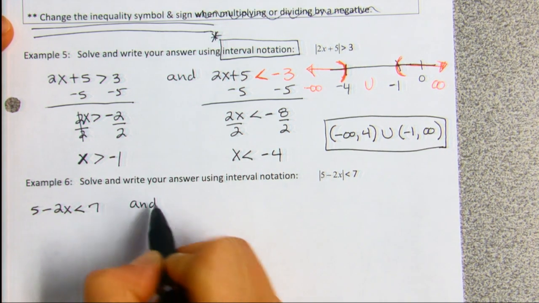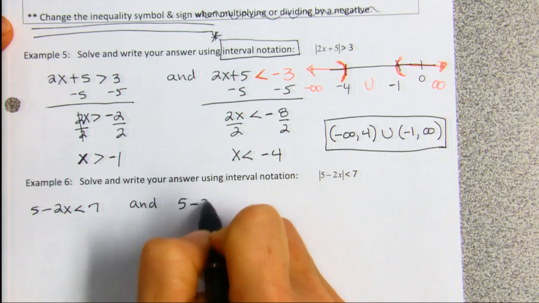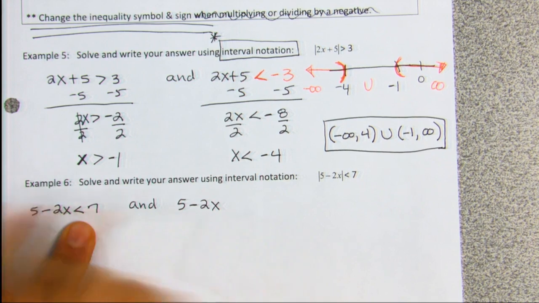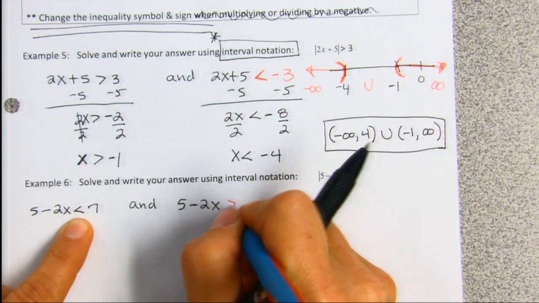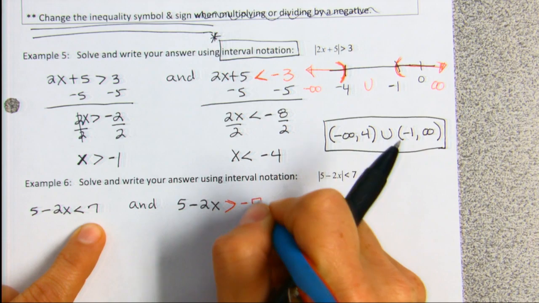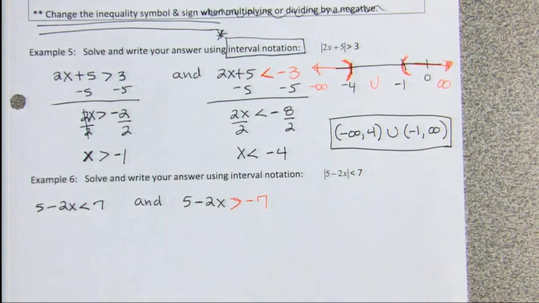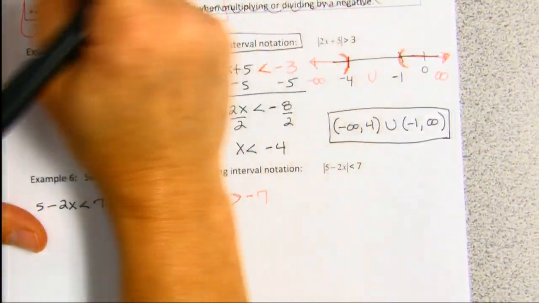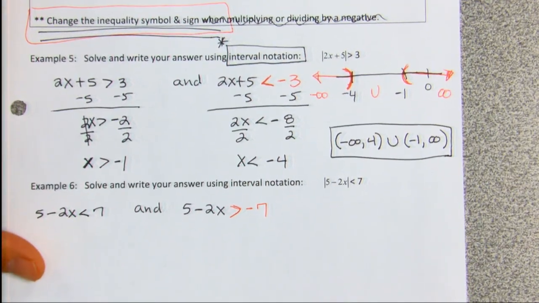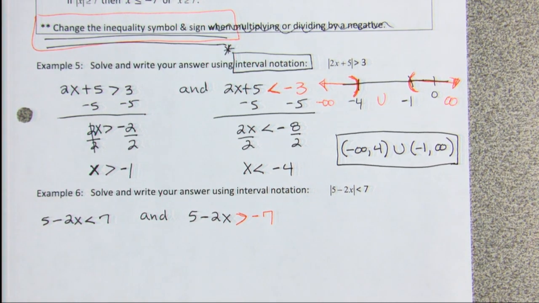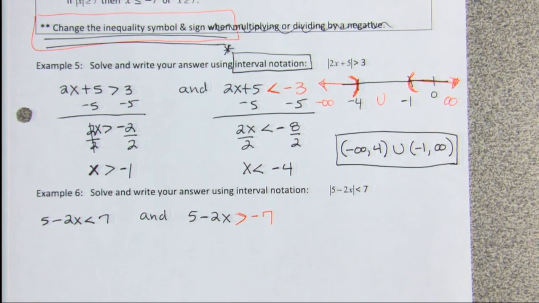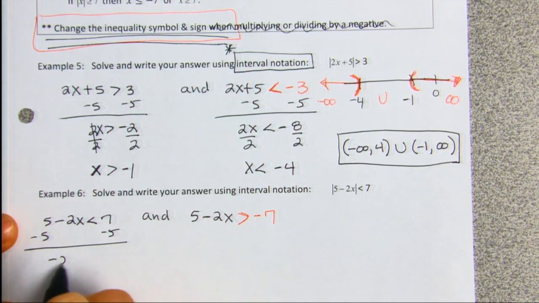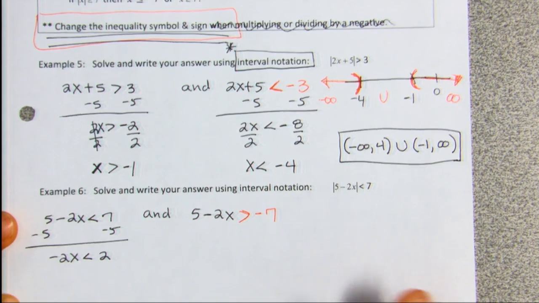What do I do to my second one, or my second equation? The left stays the same. I flip my symbol, so it was less than, it needs to be greater than, and I call that a negative 7 now. So in red, hopefully you'll see, that's what I did up here. I changed my inequality symbol and sign. So we subtract 5 from both sides. So we say negative 2x is less than 2.